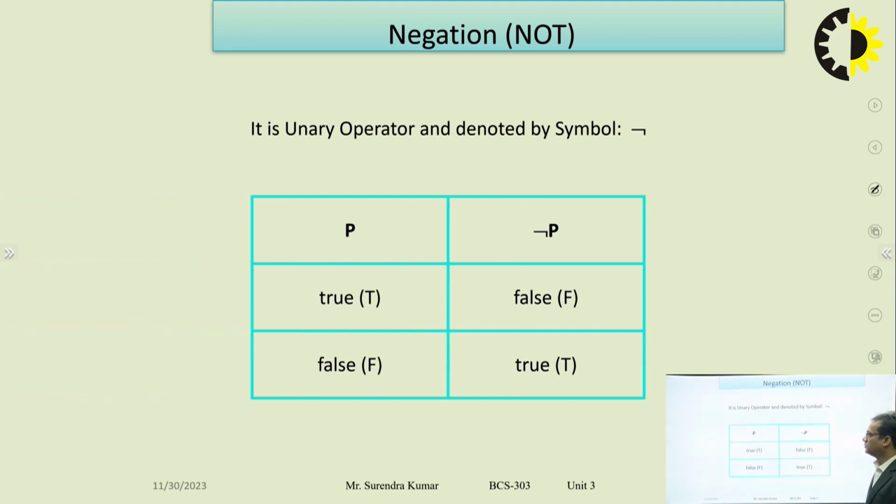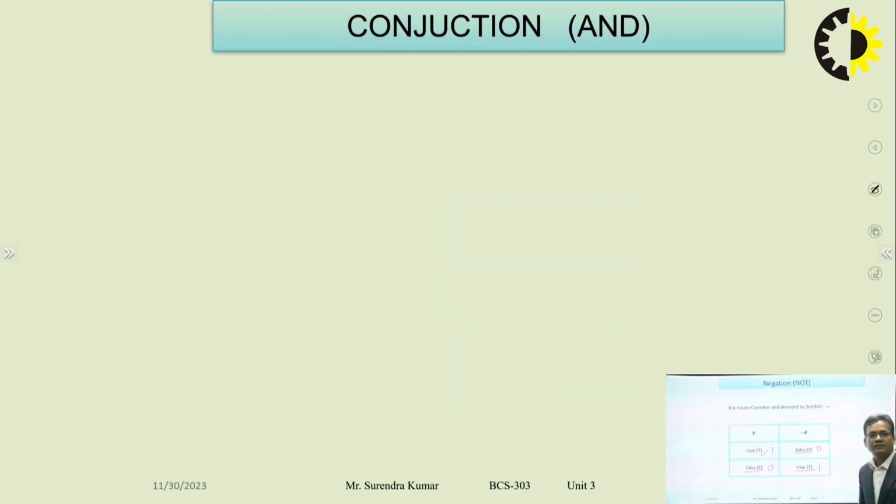Now first we talk about the negation. So negation works just like a key: when you have a value true, after applying the negation operator it will be false. Next, if you have a false value, then applying the negation you will find a true value, right? Or you can say if it is 1, after applying negation it will be 0. If it is 0, after applying negation it will be 1. In both ways it will work.